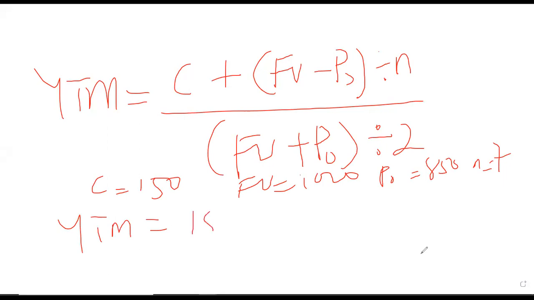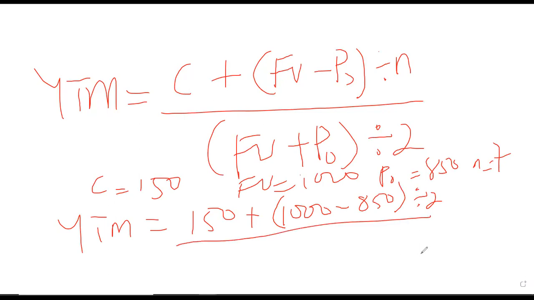So our YTM therefore becomes 150 plus, in brackets, 1,000 minus 850, divided by 7, because N is 7. Put the thing in brackets as you see it. And then we have another bracket, 1,000 plus 850, divided by 2. The top part is divided by N. So we are just plugging the figures in there.